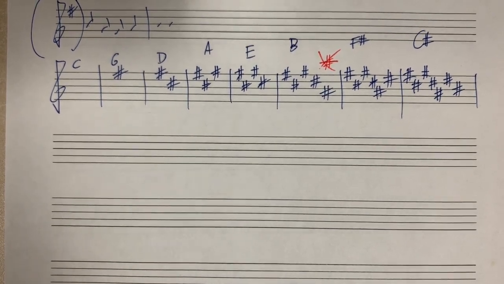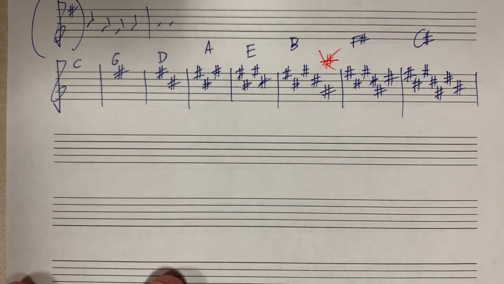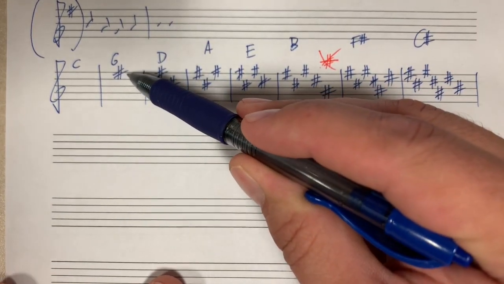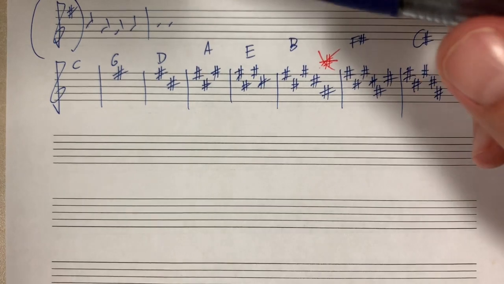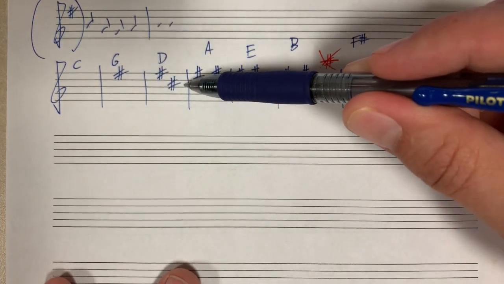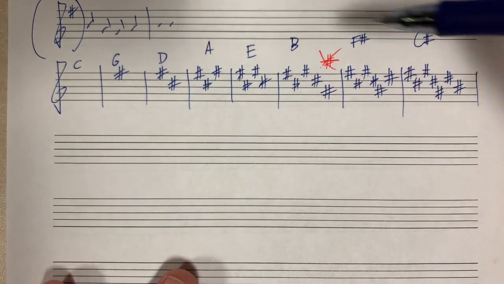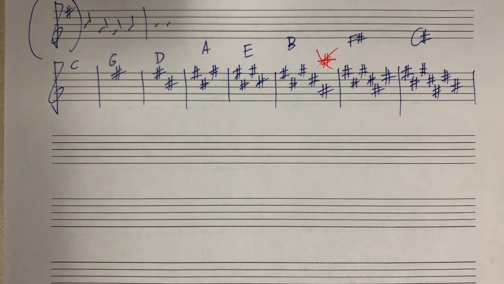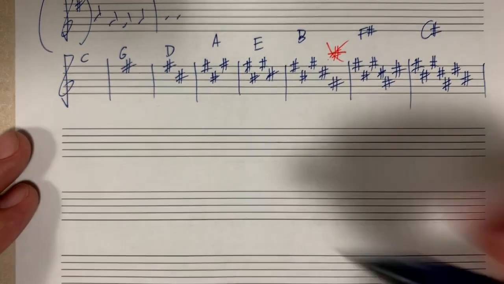There's a trick to help you if you're not yet there of memorizing them, where the sharp is always a half step below the key, the tonic, right? So F sharp is a half step below G, C sharp is a half step below D. So the last sharp is always a step below tonic. In other words, it's the leading tone of the key.